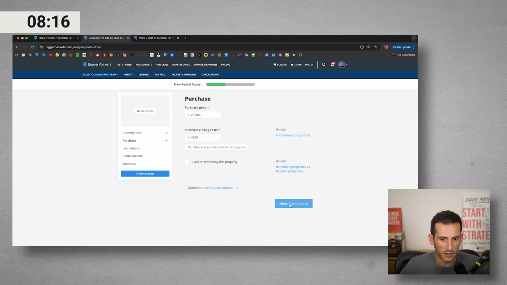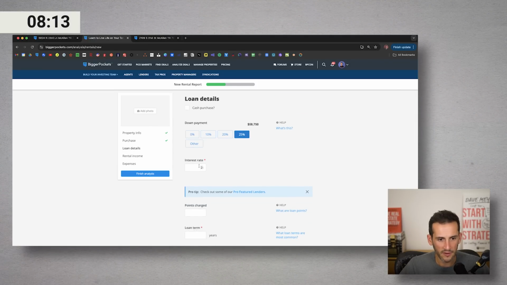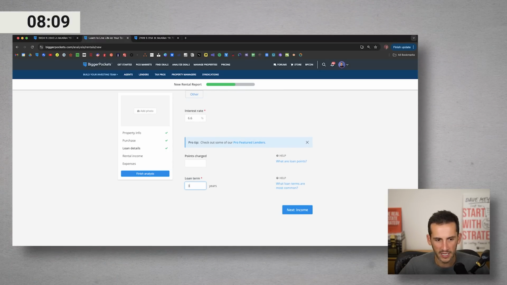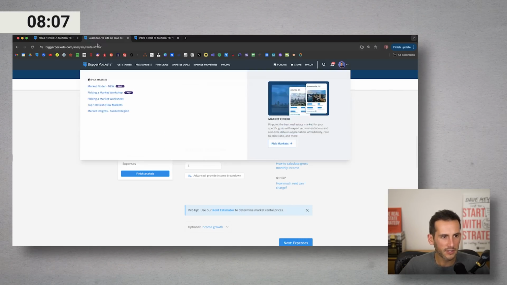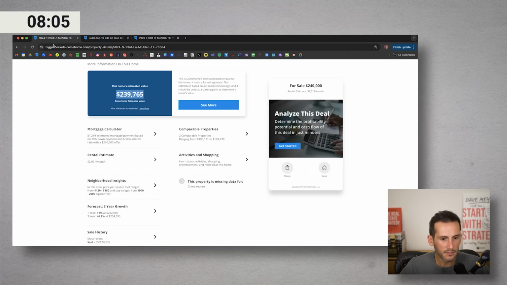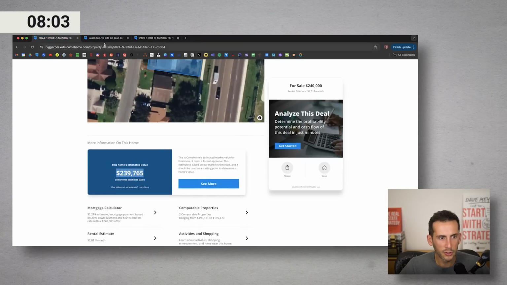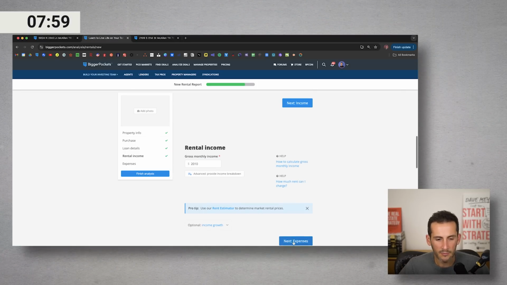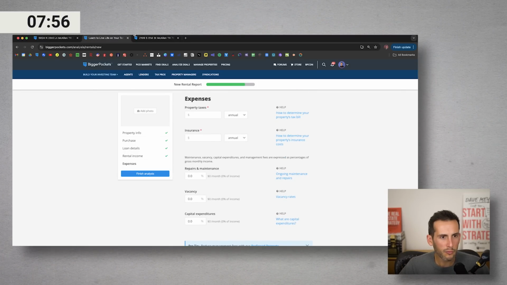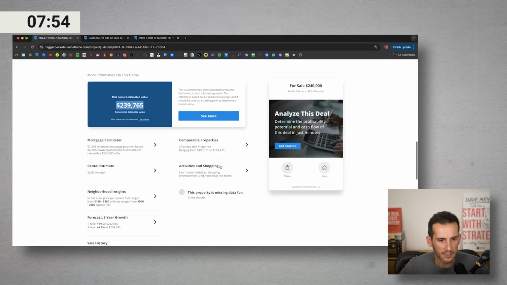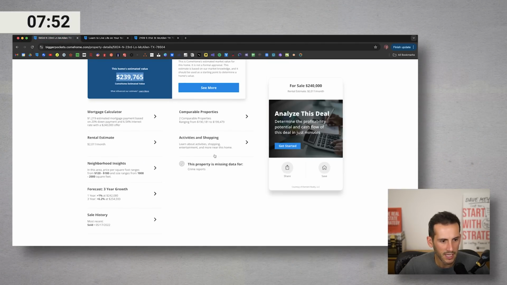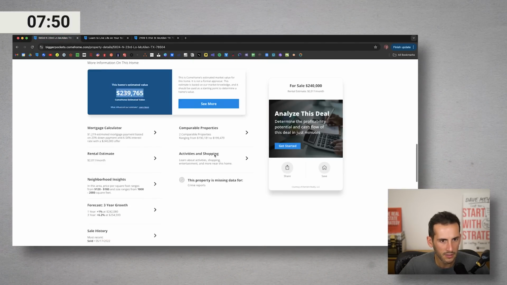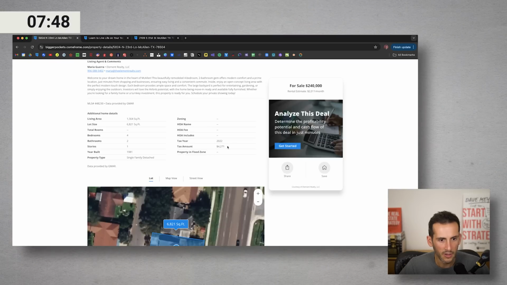We're not going to rehab this property and we're going to do a loan, 25% down, interest rate about 6.6% right now, for 30 years. Then our rental income, what was our rental income on this baby? All right, $2,000 a month. That was 2010. And then we're going to keep moving on to expenses. Now, property taxes, it should tell us here what our taxes are. Where is that? Oh, up here. Yeah, so Texas has really expensive taxes.